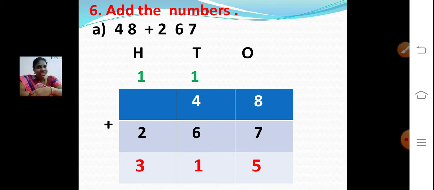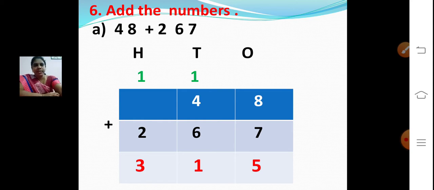Last class we saw one example, right? Now we are going to continue with the sums. Are you all ready, children? Yes. What are we going to see today? Addition using carryover method. Yes. Add the numbers. We are going to add 3 numbers.